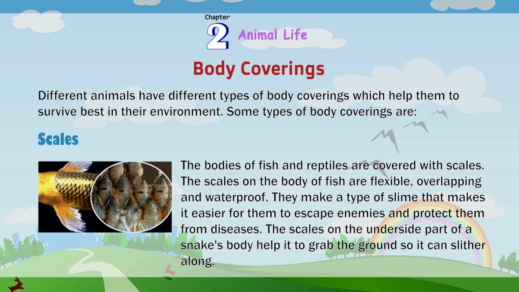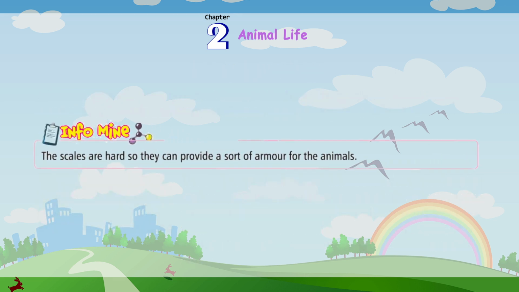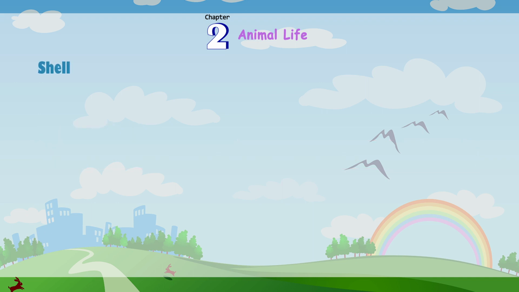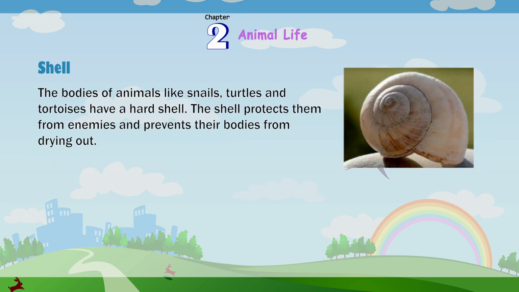The scales on the underside part of a snake's body help it to grab the ground so it can slither along. The scales are hard, so they can provide a sort of armor for the animals. Shell. The bodies of animals like snails, turtles, and tortoises have a hard shell. The shell protects them from enemies and prevents their bodies from drying out.